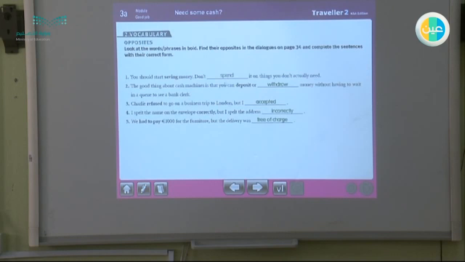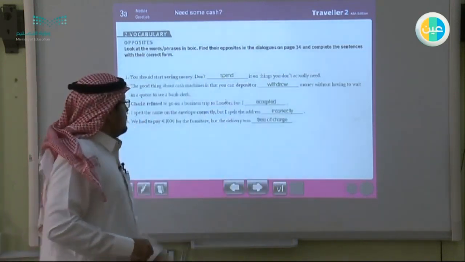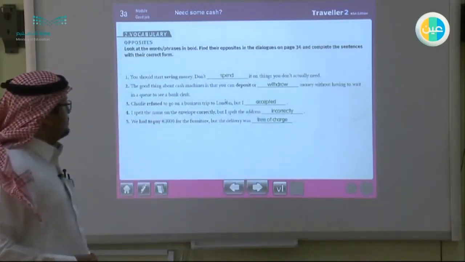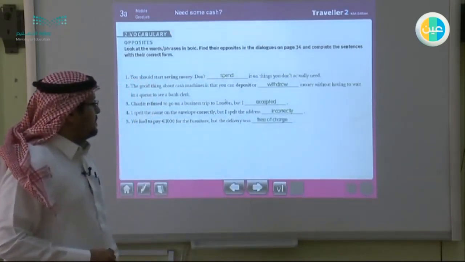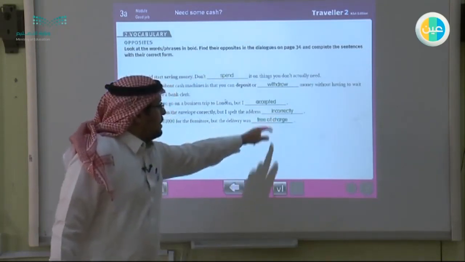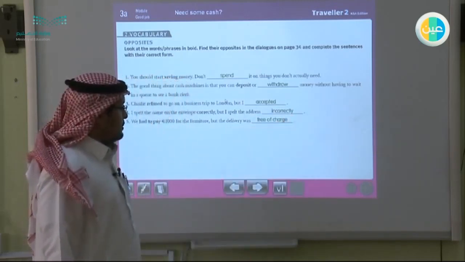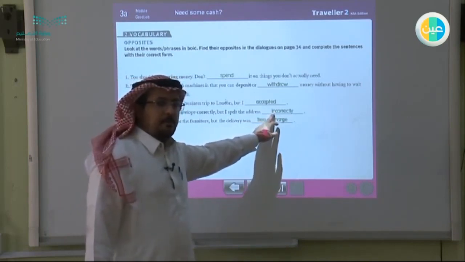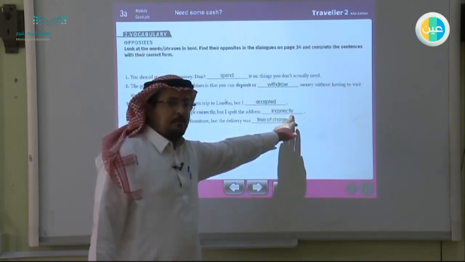So the first one, spend, is the opposite of saving; withdraw, opposite of deposit; accepted, opposite of refuse; incorrectly, opposite of correctly. As you can see, here we add a prefix at the beginning of the word correct, and we add ly as a suffix at the end of the word. The prefix changes the meaning of the word or gives the opposite, while the suffix changes the part of speech of the word.